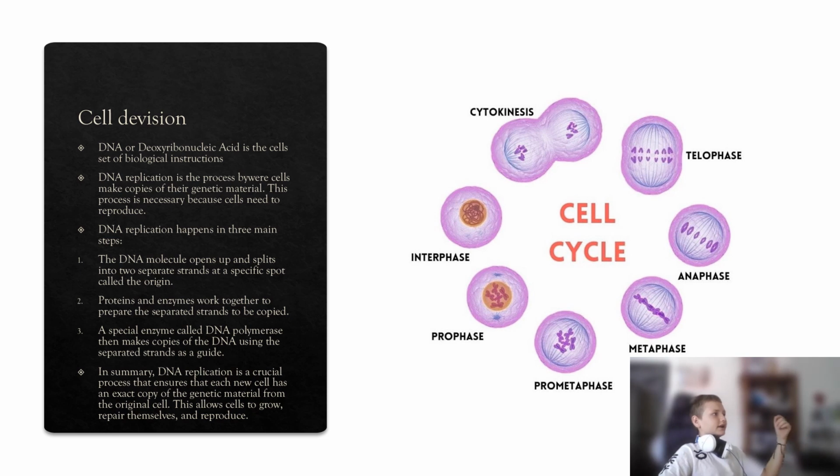Next thing we'll be covering is cell division. Something I just want to mention quickly: DNA, or deoxyribonucleic acid, is a cell's set of biological instructions, as I mentioned previously. DNA replication is a process by which cells make copies of their genetic material. This process is necessary because cells need to reproduce as they're constantly dying, because if you clench your fist and you see white, that's dead cells.